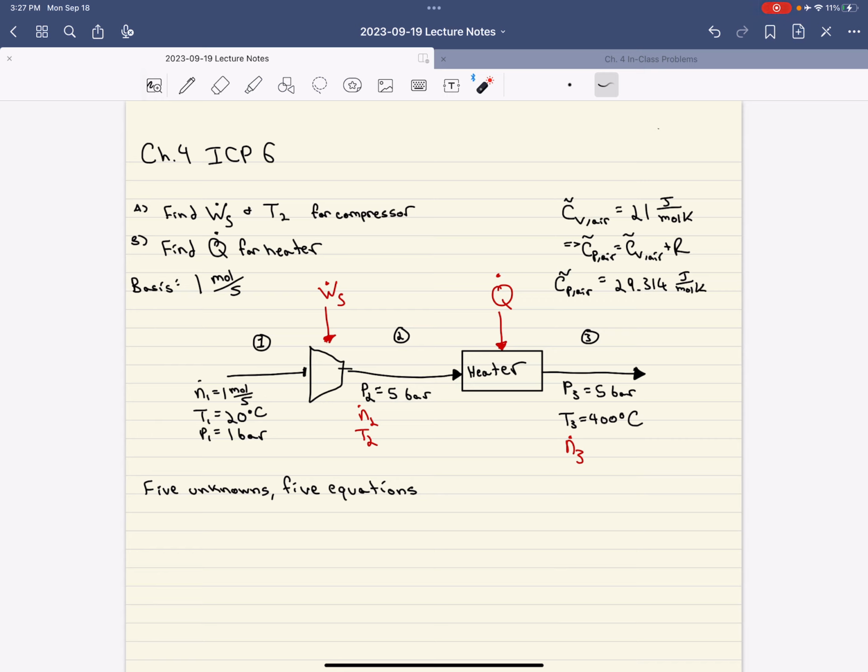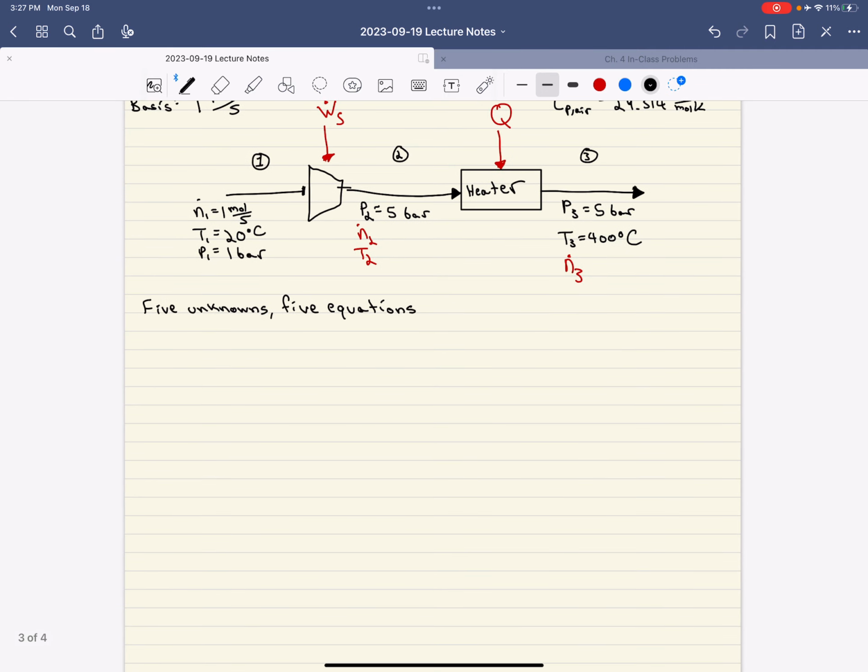Based on the information in the problem statement, and on how we sketched the process flow diagram, we know that we have 5 unknowns. In order to determine all of the unknowns, we're going to have to derive 5 different equations as well. Before we proceed to our balances, we should list our assumptions.